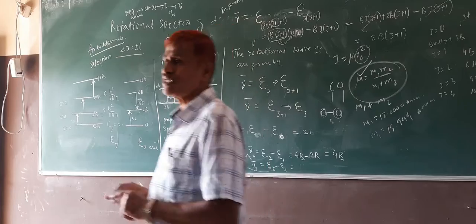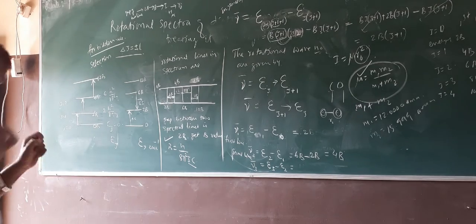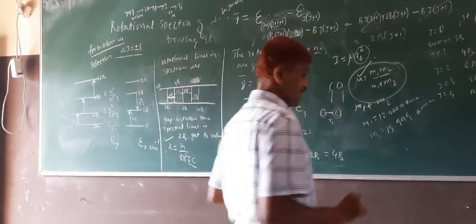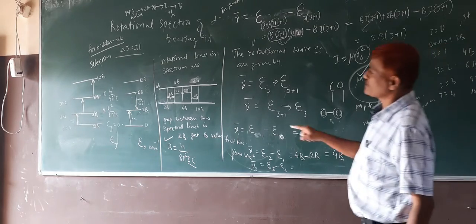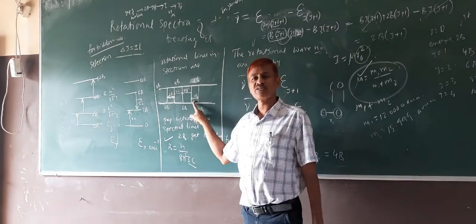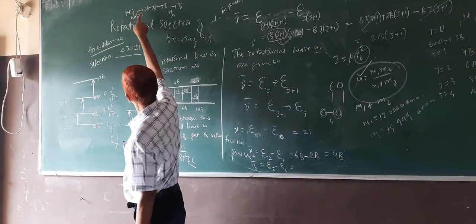For a question, they will usually ask: discuss the rotational spectra of a diatomic molecule, treating the diatomic molecule as a rigid rotor. Once you say the gap is 2B, what is the use of that? Then you can write: from the gap you can calculate 2B, and from 2B you can calculate B.